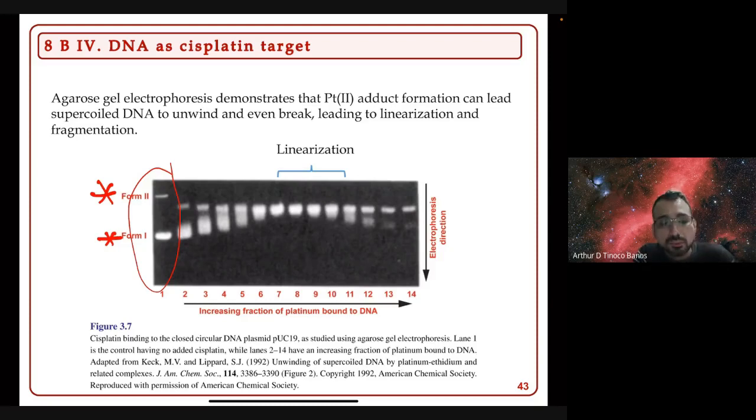And so the presence of the platinum, and so the extent of platination, can lead to this linearization, so a distortion of the structure, and can also lead to the formation of fragments, so basically can cleave the DNA. So here's another mechanism by which the platinum can affect the structure of DNA, by literally breaking it into pieces.